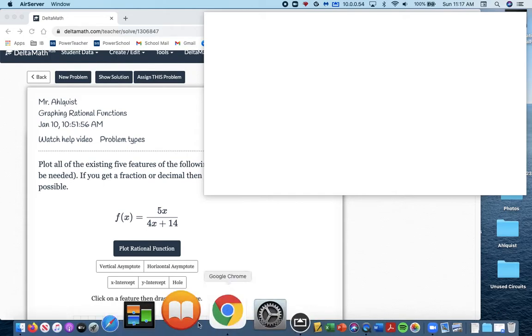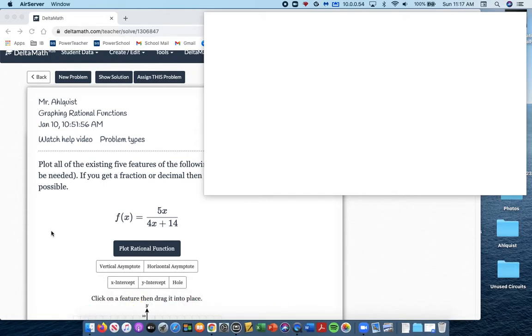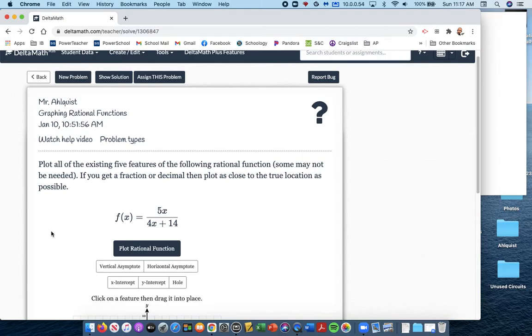Kind of problems that you're going to have to do on the assignment. So it's going to look like something like this. I'll just do this exact one. It says plot all of the existing 5 features. So remember, those 5 features are the vertical asymptotes, the horizontal asymptotes, the x-intercepts, the y-intercepts, and any holes that might exist. So we're going to plot all those things.